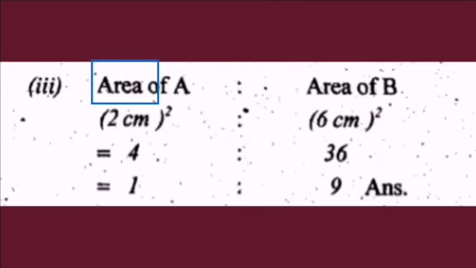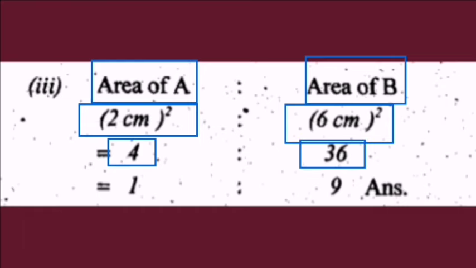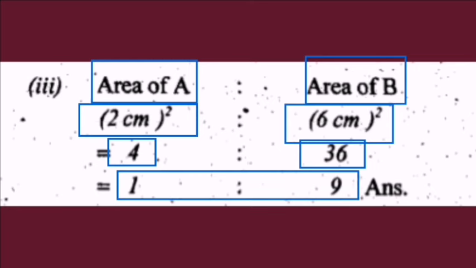Area of A ratio area of B. Area of square A is 2 centimeter whole square, but area of square B is 6 centimeter whole square. 2 centimeter whole square is equal to 4 and 6 centimeter whole square is equal to 36. By simplification we get the ratio between the areas of square A and B as 1:9. Means 1:9 is the ratio between areas of square A and square B.